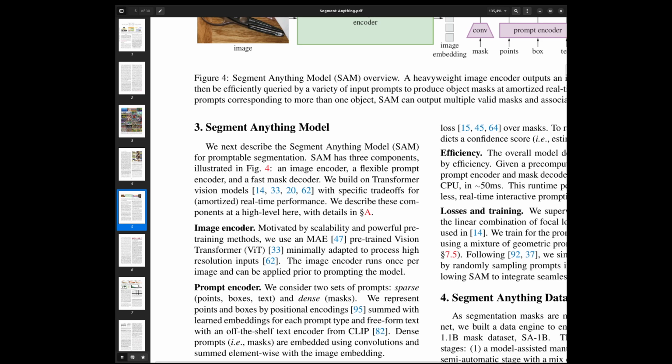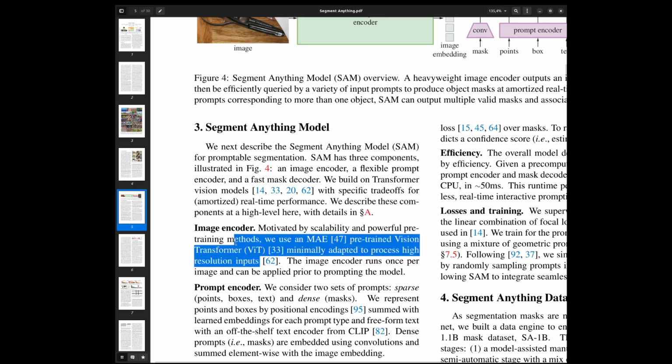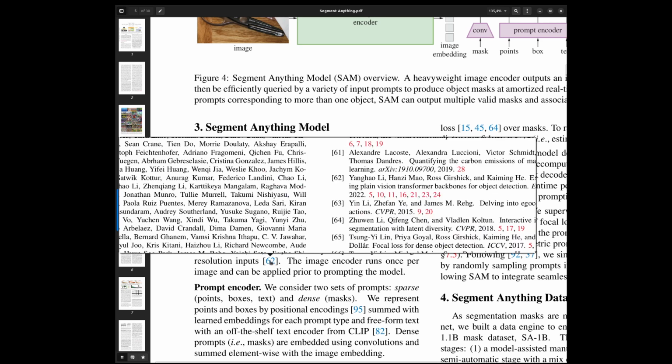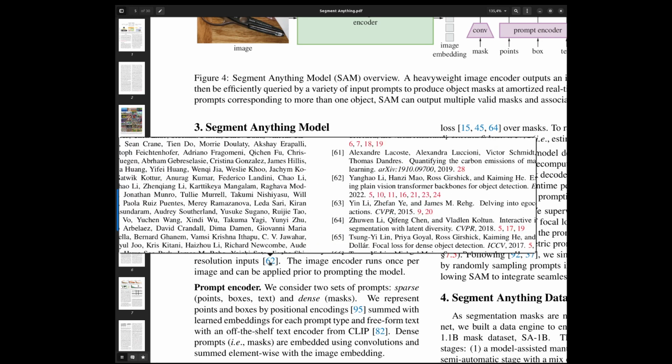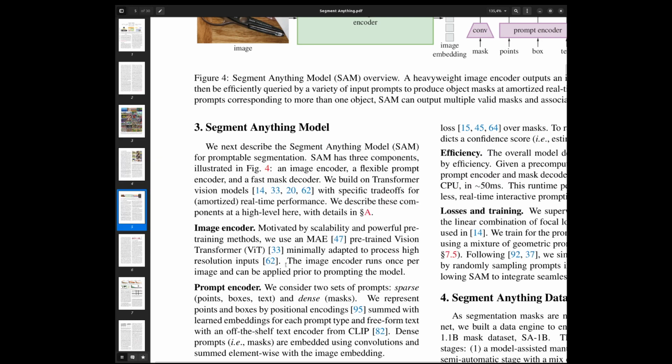Image encoder. Motivated by scalability and powerful pre-training methods, we use an MAE pre-trained Vision Transformer, ViT, minimally adapted to process high resolution inputs. So this is the paper that I was talking about, Exploring Plain Vision Transformer Backbones for Object Detection. This is kind of nice. The image encoder runs once per image and can be applied.